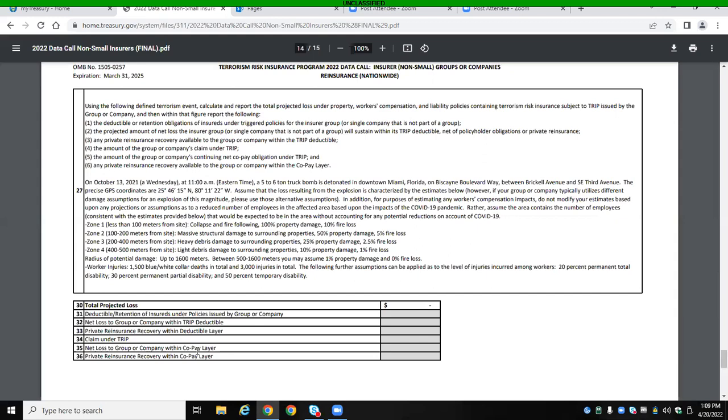Once you figure out what the total loss associated under the policies is, once you enter the figures in lines 31 to 36, they do add up to the figure in 30. So that's how that should work.